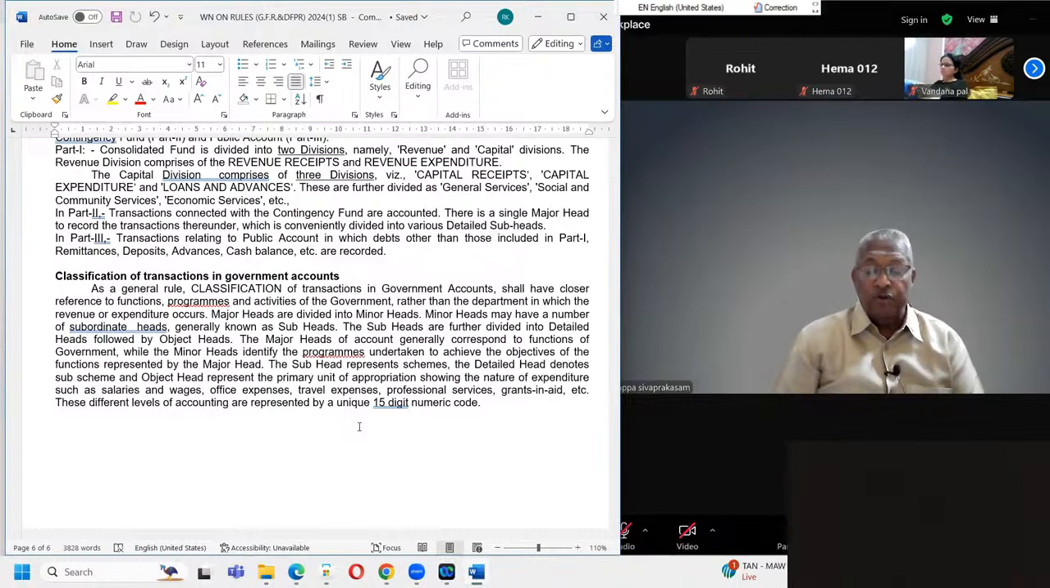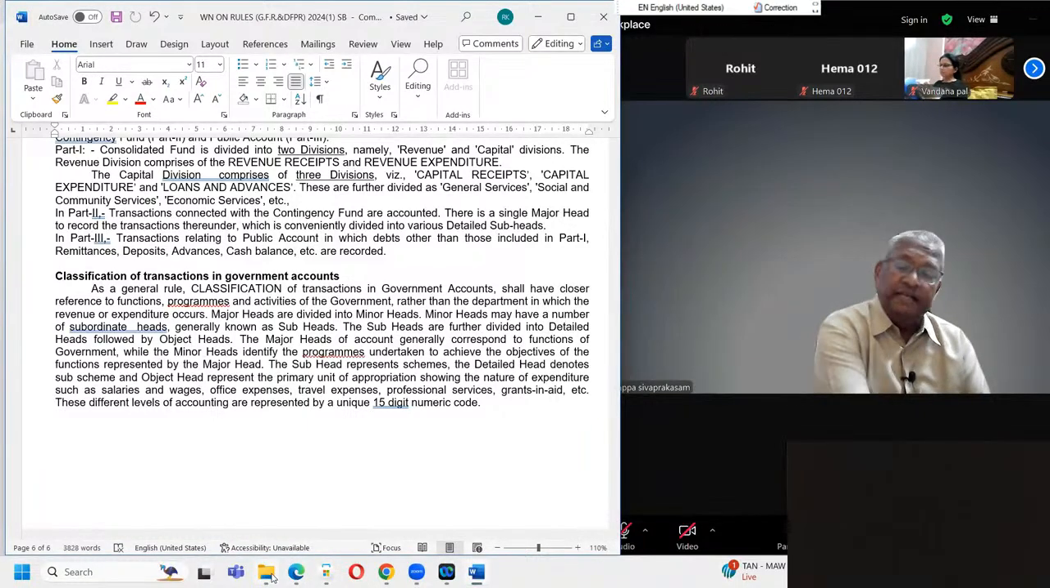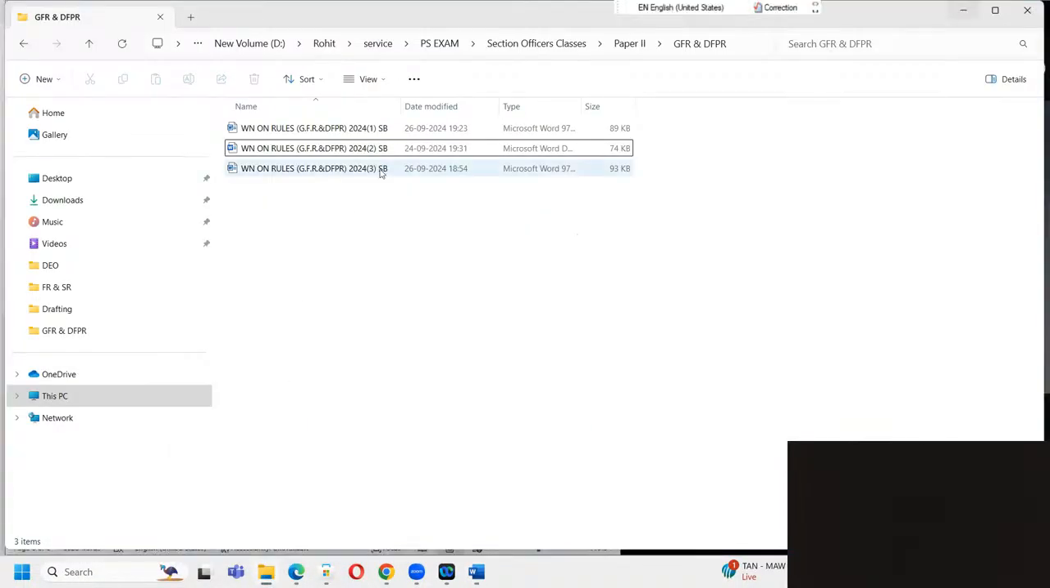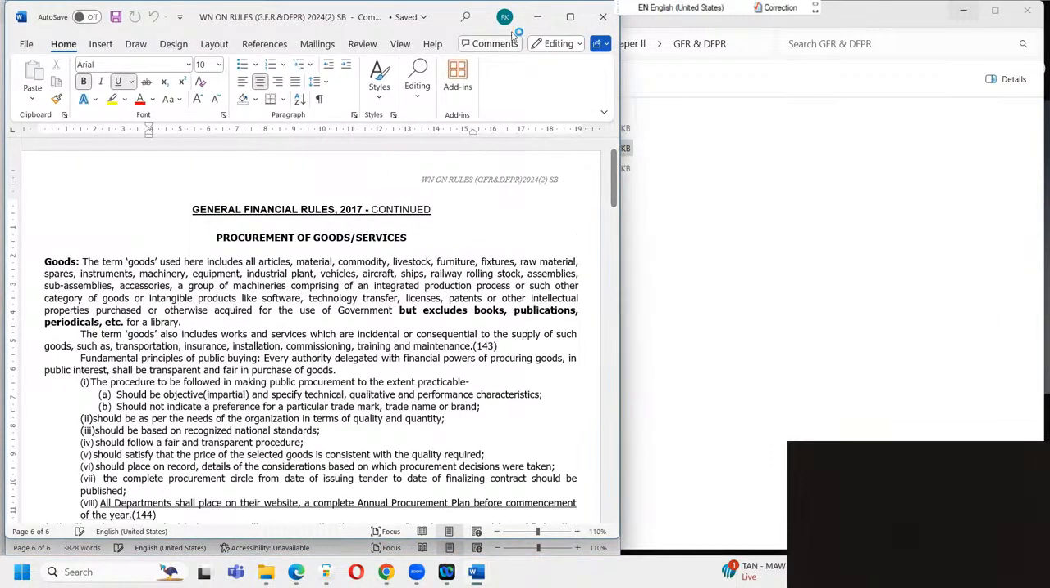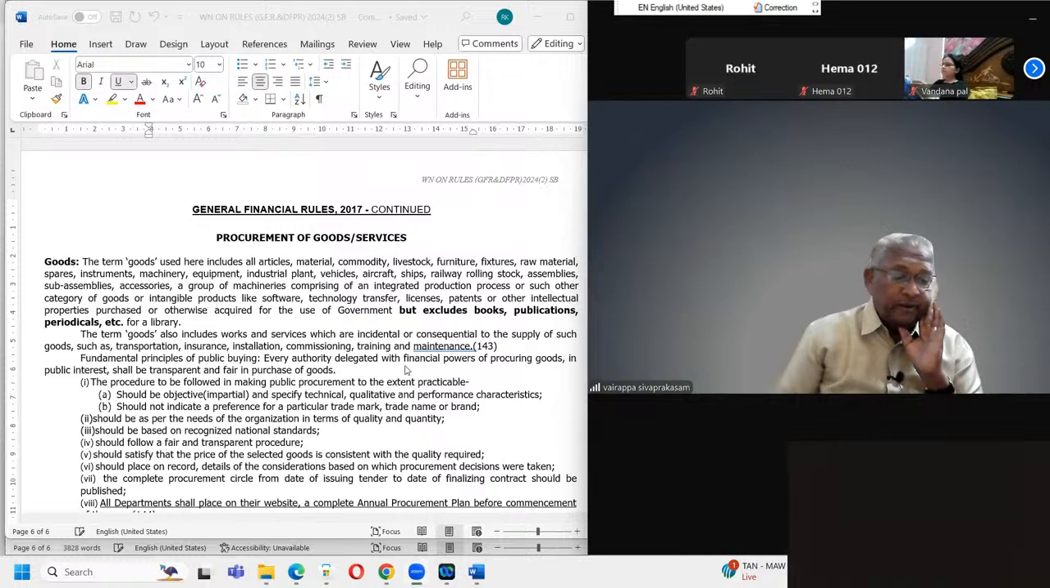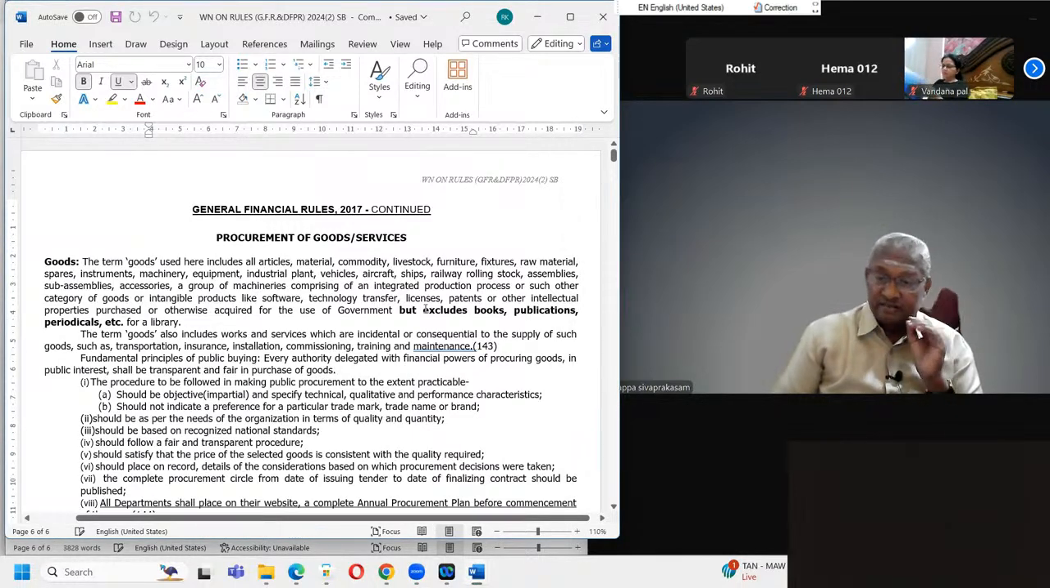Then procurement of goods and services. So ये generally exam purpose के लिए there are a number of questions from this section. Procurement of goods and services. खरीदारी कैसा होता है सरकार में?